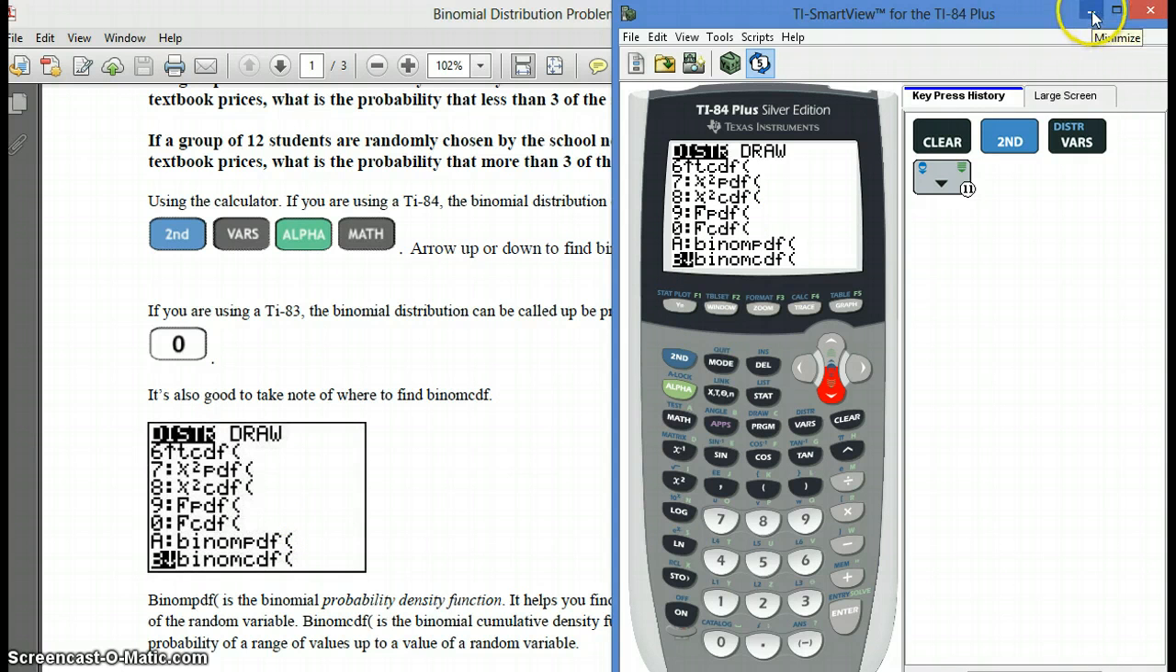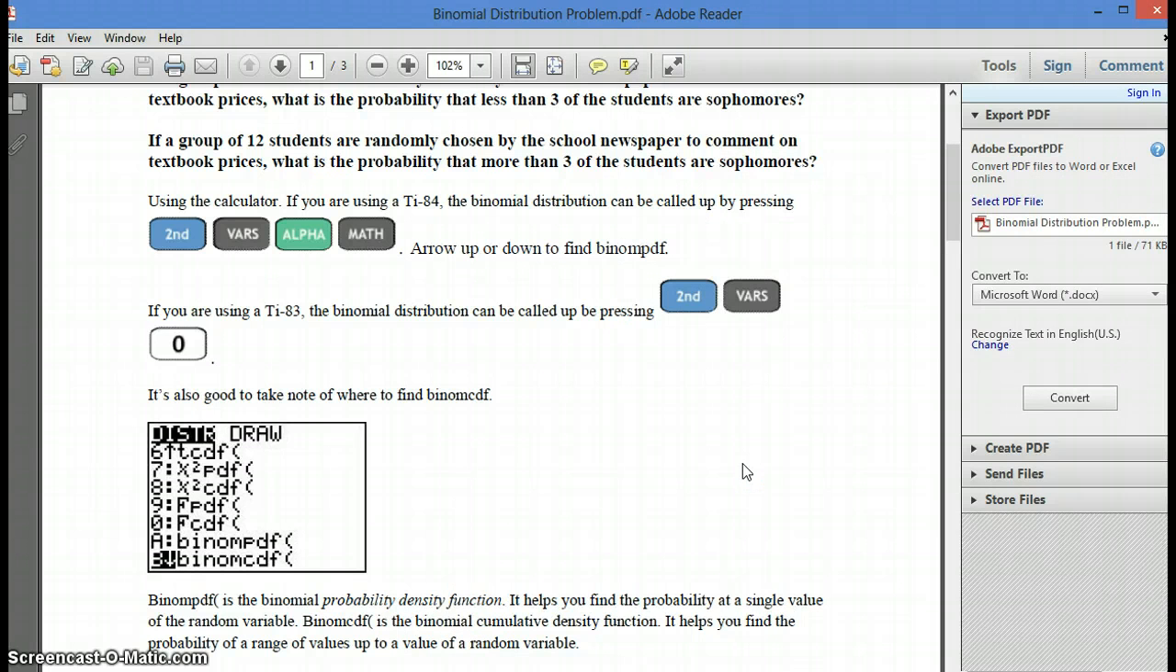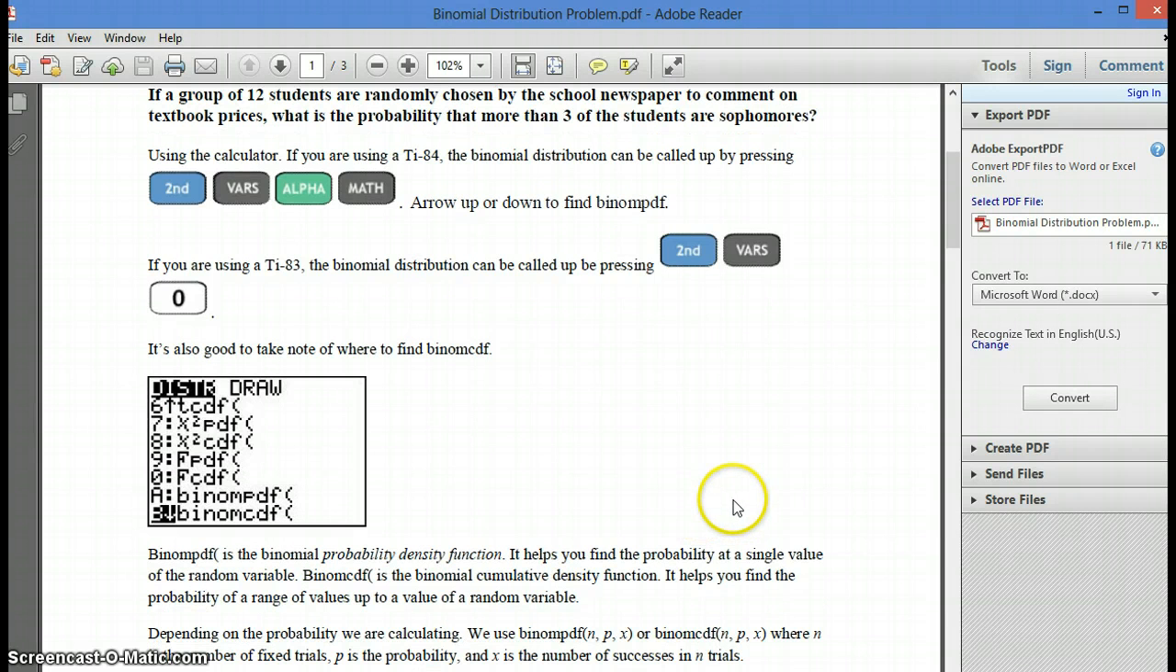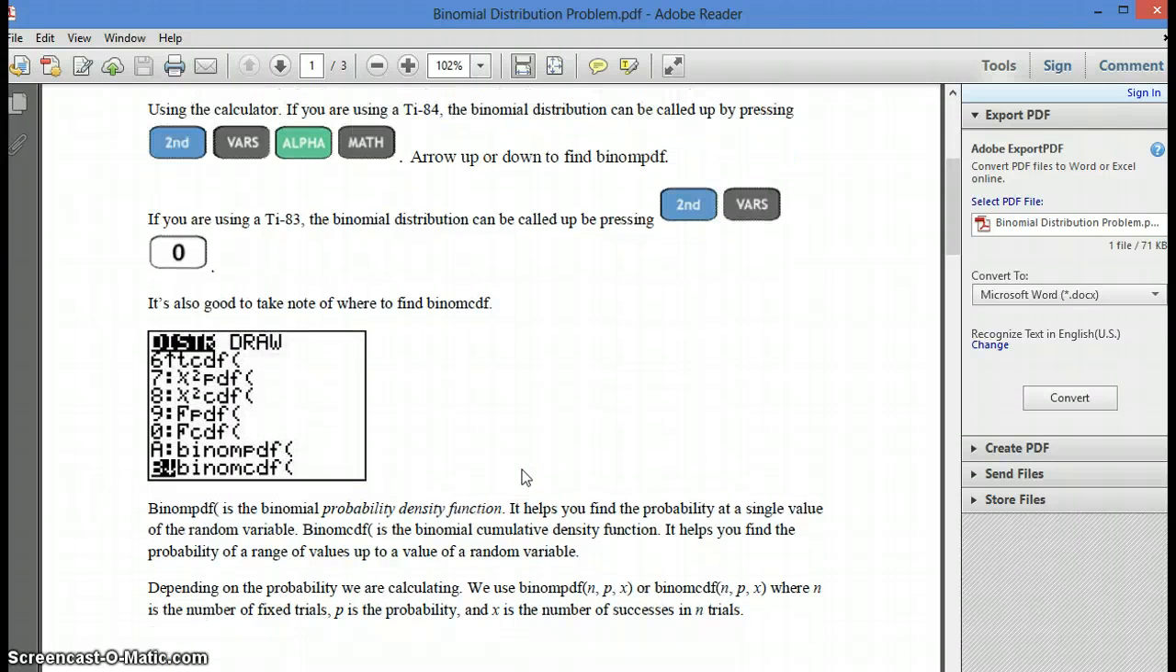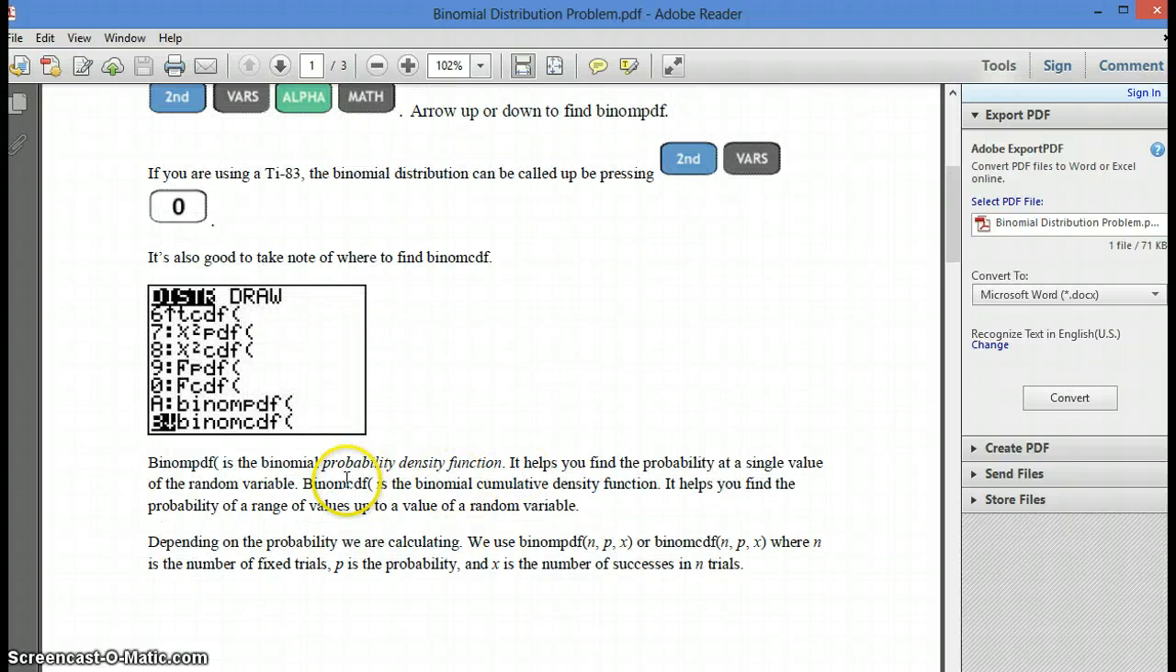What you need to be aware of when you work with the probability density function is you need to be able to put arguments in that allow you to calculate the probability. With Binomial PDF, you put in the number of fixed trials, you put in the probability of success, and you put in the number of successes in those n trials. So it's always n comma p comma x. I'll show you this in a moment.